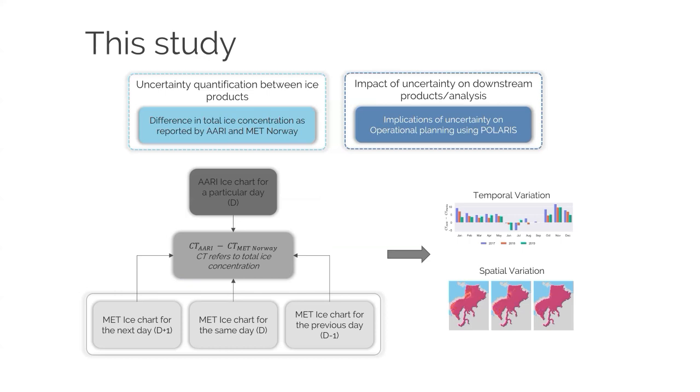For this study, you have sea ice charts and you want to compare them. You have one sea ice chart from a particular organization, and you have 3 different sea ice charts from 3 different organizations. Then you compare the total ice concentration reported by each one of them, and you analyze that data to get the temporal variation of the sea ice charts. You also look at the spatial variation in the differences. The idea here is that you plot it with respect to time to get the temporal variation, and you plot it on the map to get the spatial variation.